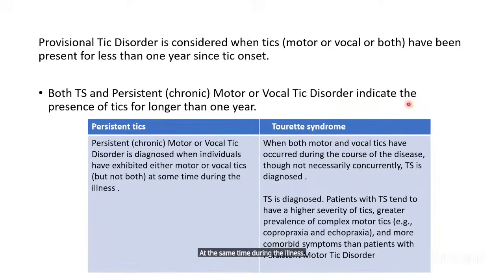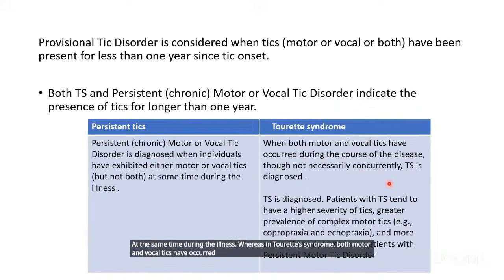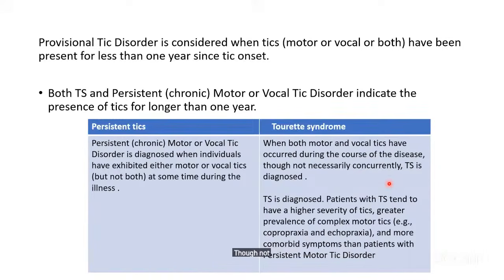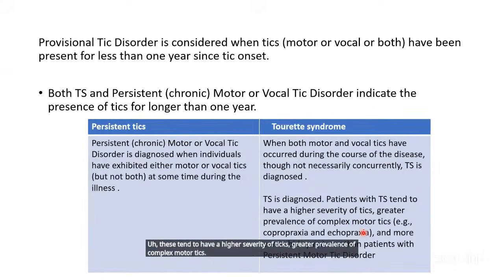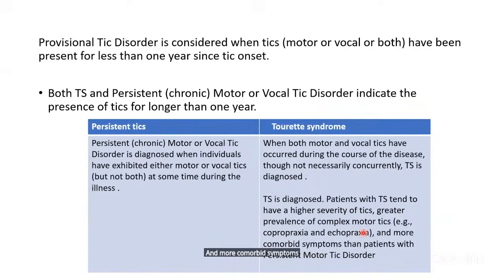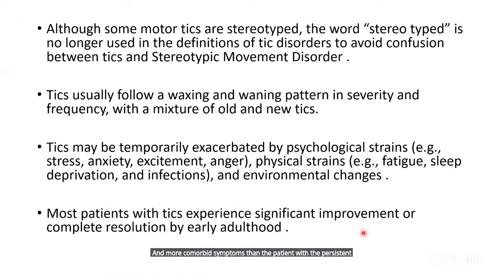Whereas in Tourette syndrome, both motor and vocal tics have occurred during the course of the disease, though not necessarily concurrently. Tourette syndrome can be diagnosed. These patients tend to have a higher severity of tics, greater prevalence of complex motor tics, and more comorbid symptoms than the patient with the persistent motor disorder.